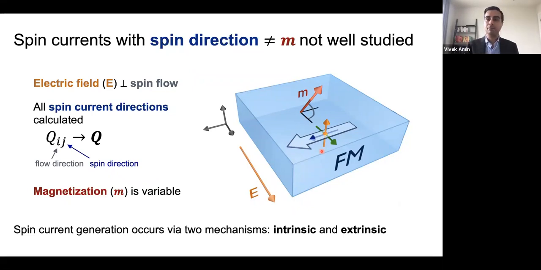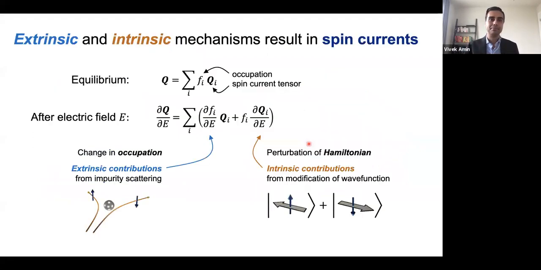In this scenario, what we're looking at here is this type of geometry where we have an electric field, say pointing in one direction. We're going to restrict ourselves to looking at spin flow which is in the transverse direction, but now we're going to calculate all different spin polarization directions. In other words, we're going to look at spin currents with all of these three different spin orientations. And we're going to calculate these currents using various mechanisms while moving the magnetization around. In particular, we're going to focus on two different classifications of these mechanisms, intrinsic and extrinsic.